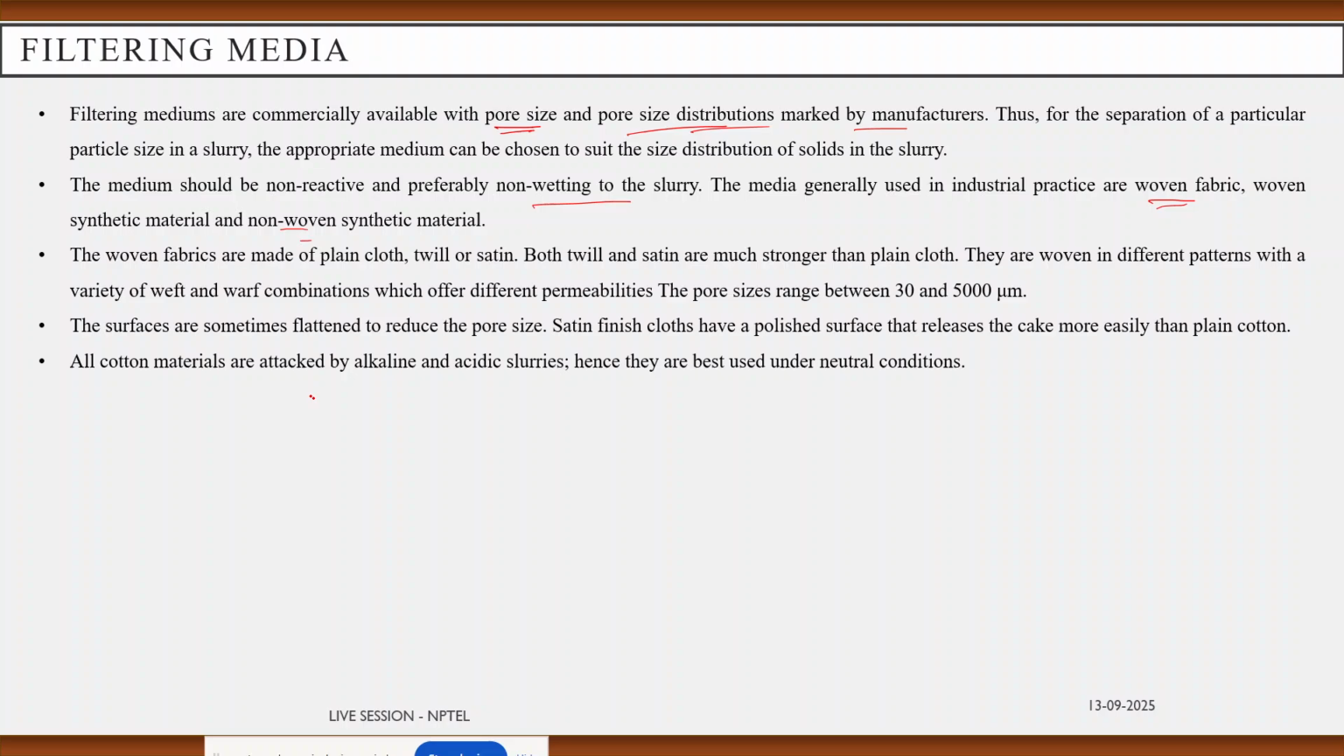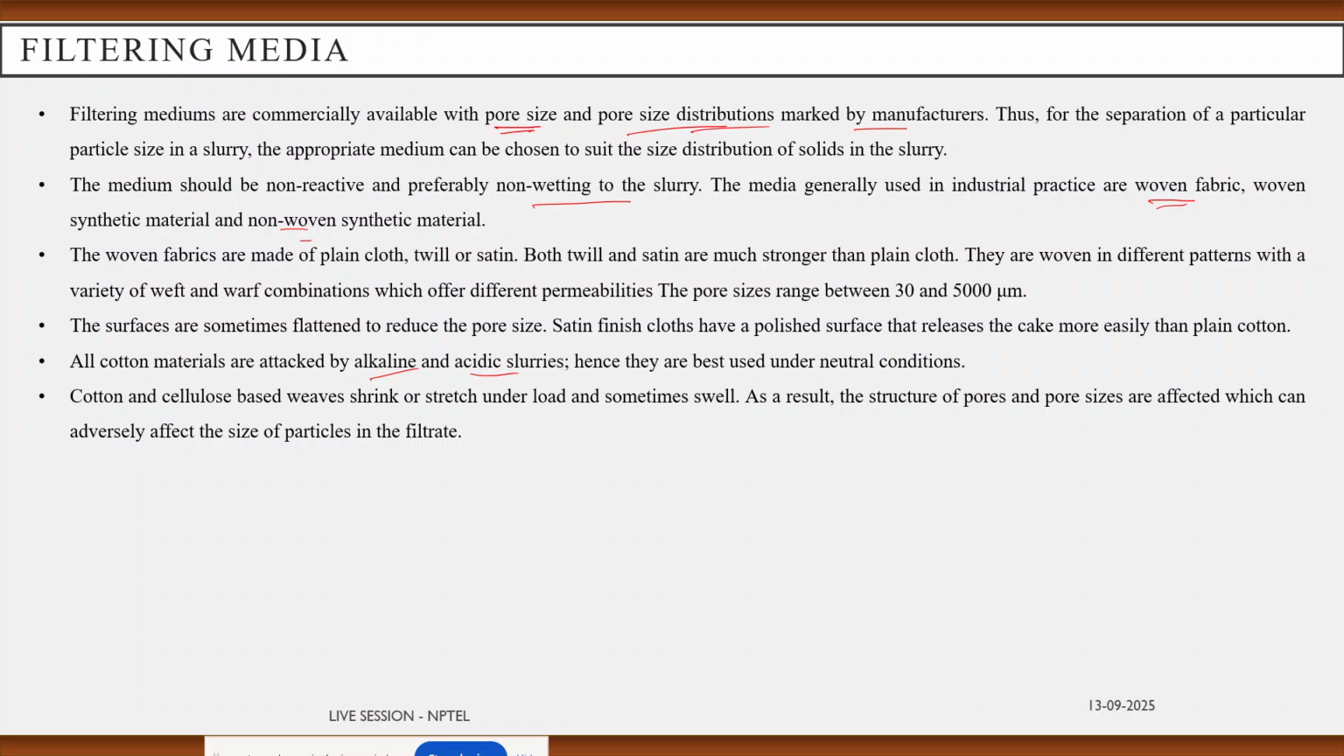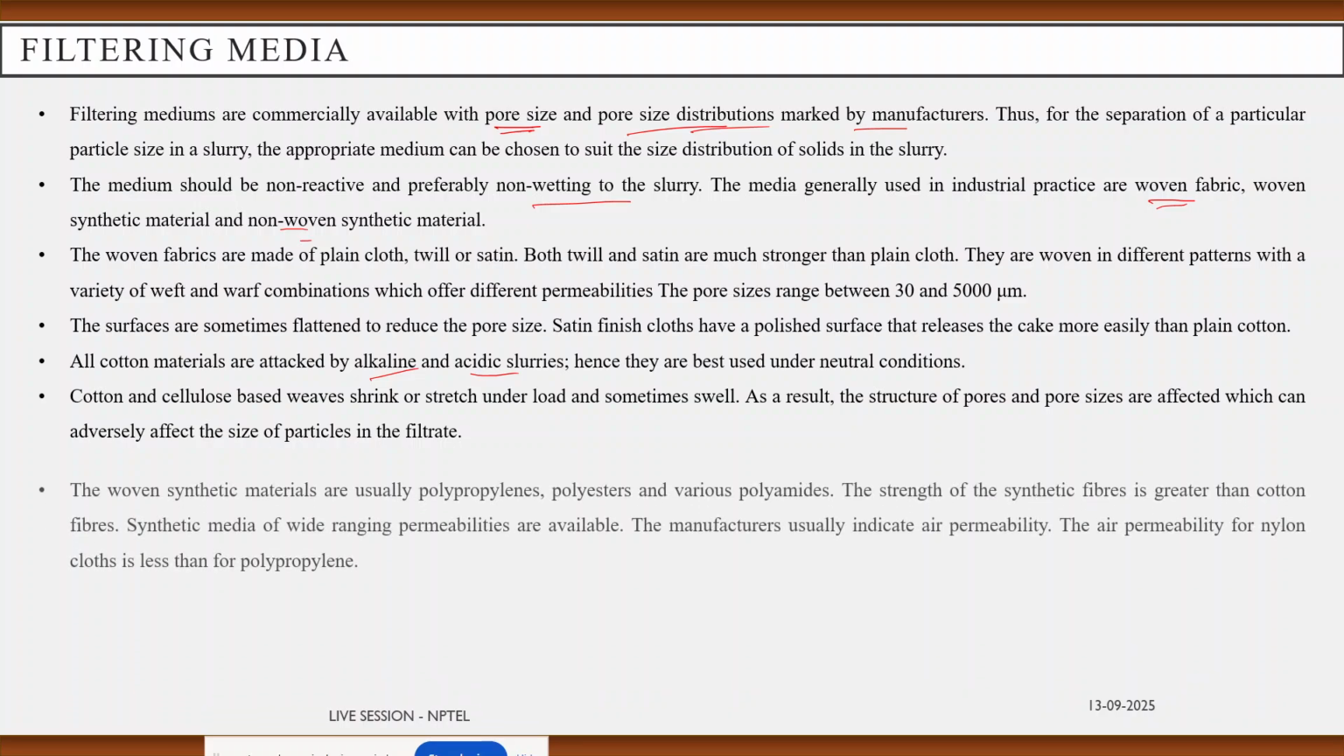All cotton materials are attacked by alkaline or acidic slurries, hence they are best used under neutral conditions. Cotton and cellulose-based webs shrink or stress under load and sometimes swell also. As a result, the structure, pores and pore size are affected over time, and this also affects the size distribution of the particles in the filter.